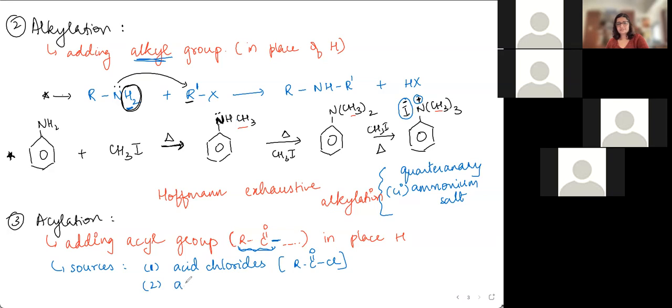Then anhydrides, acid anhydrides. Do you remember the structure of acid anhydride? RCO joined by an oxygen and OCR. And the third one is esters. So RCOOR.